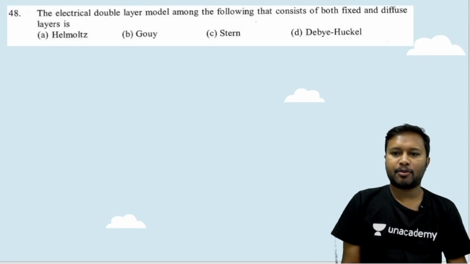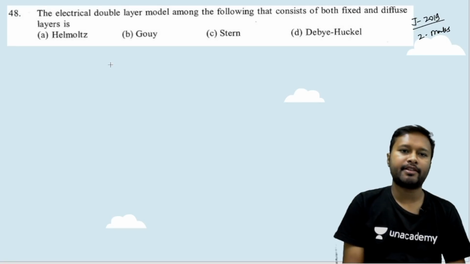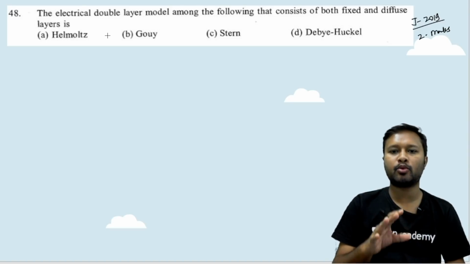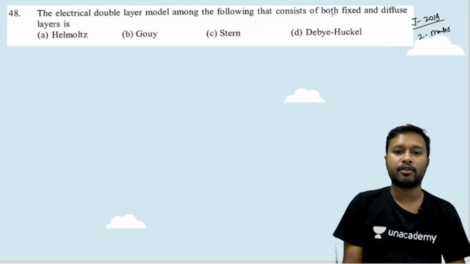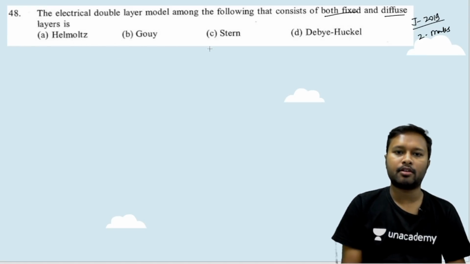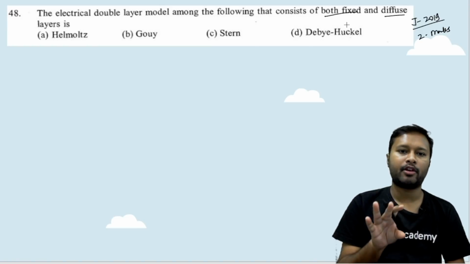Alright guys, let's talk about this particular question, which was again asked in CSIR June 2019 exam, and this was asked for 2 marks. Okay, the question is pretty simple. It says that the electric double layer model among the following that consists of both fixed and diffused layer. Okay, so they're talking about both fixed and diffused layer. So the options are Helmholtz model, Gouy-Chapman model, Stern model, or Debye-Huckel model. So there are four models basically.